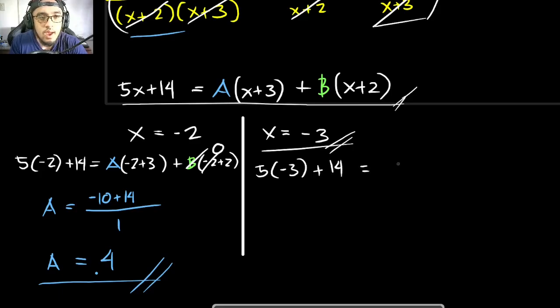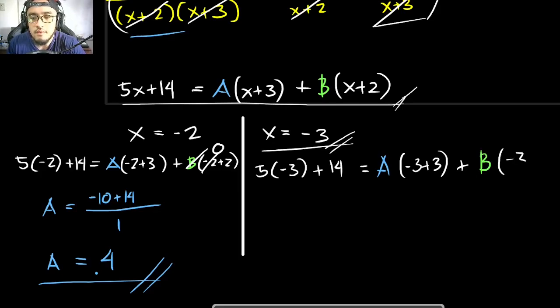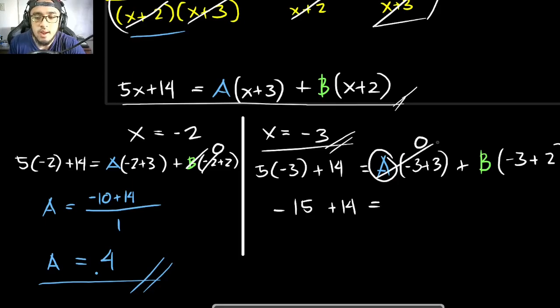That is equal to a times negative 3 plus 3 plus b times negative 3 plus 2. Okay, solving for this, 5 times negative 3 is negative 15 plus 14. This is equal to a times negative 3 plus 3, which is 0, so this would just simply cancel out. So this is b times negative 3 plus 2, and that is equal to negative 1. And negative 15 plus 14 is equal to negative 1.